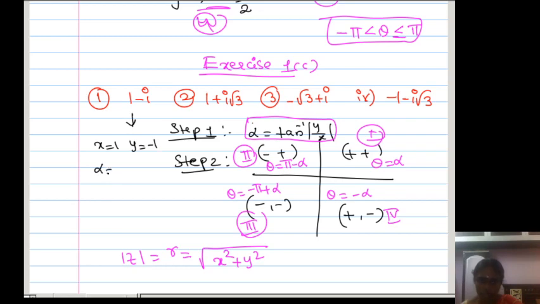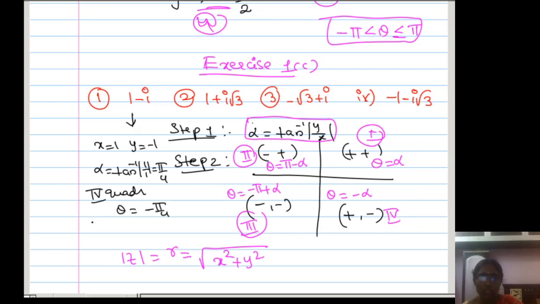Now alpha is tan inverse of mod y by x, that is tan inverse of 1, which is pi by 4. Now plus and minus means it lies in the fourth quadrant. The complex number lies in the fourth quadrant, hence our principal argument is minus pi by 4. So minus alpha. Hence our polar form, modulus amplitude form.